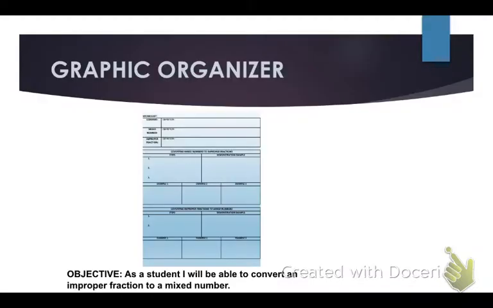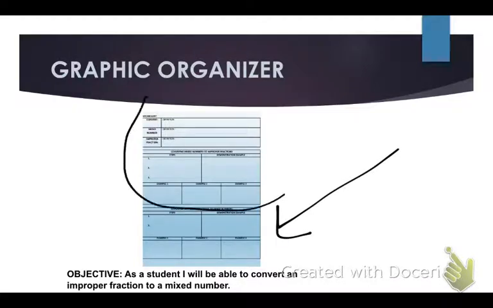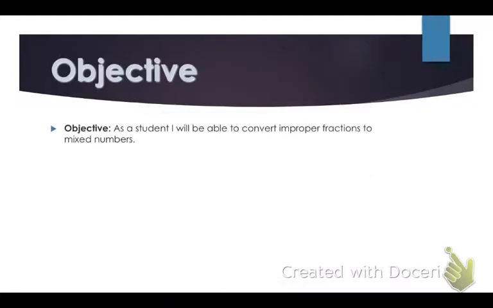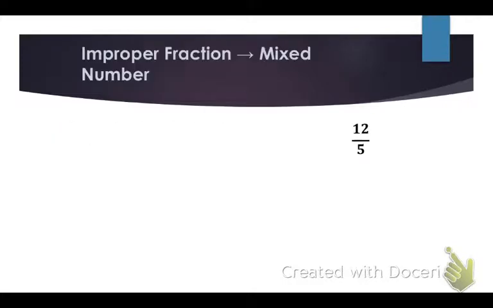Well, before we get started, you're going to need this graphic organizer again. It's graphic organizer number 1. It's the back side. You're looking on the bottom. Okay, so if you don't know, it's this part right here. The last video was just this part up here. All right, so now we're going to go ahead and keep moving. Your objective for the day: as a student, you should be able to convert improper fractions to mixed numbers without any issues.